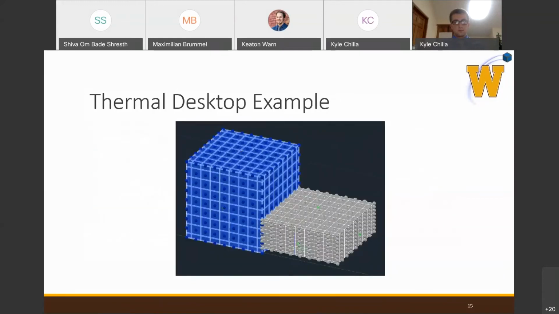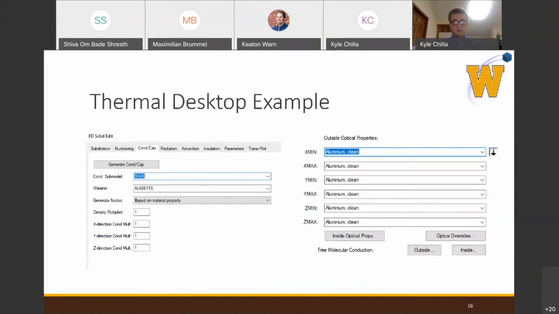Now I'm going to walk you through a short Thermal Desktop example. For this example, I placed 2 bricks of aluminum 6061 T6 next to each other. I added some more nodes for a higher model fidelity. And then I added surface contactors in the area where the 2 bricks meet. The next step was adding physical properties to the bricks of aluminum, and this menu on the left is for the physical, and the menu on the right is for radiative properties.